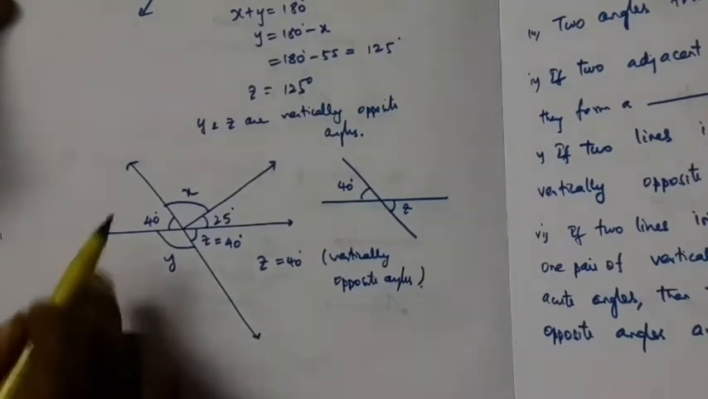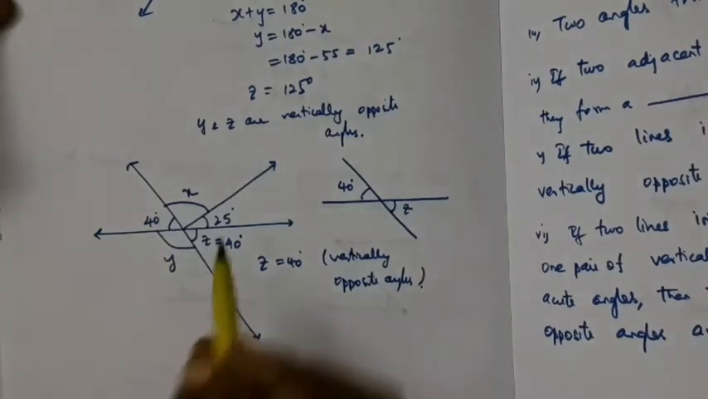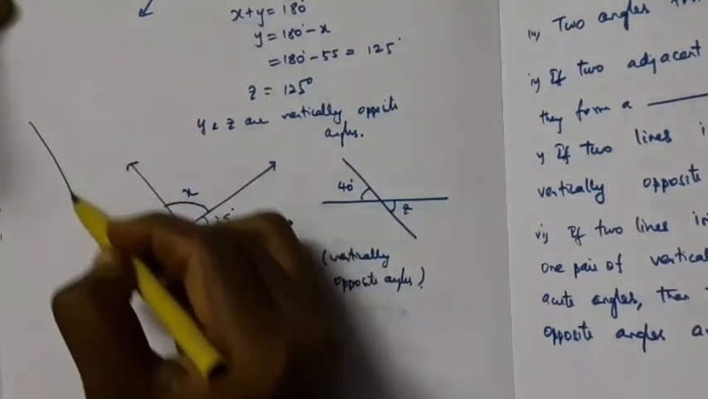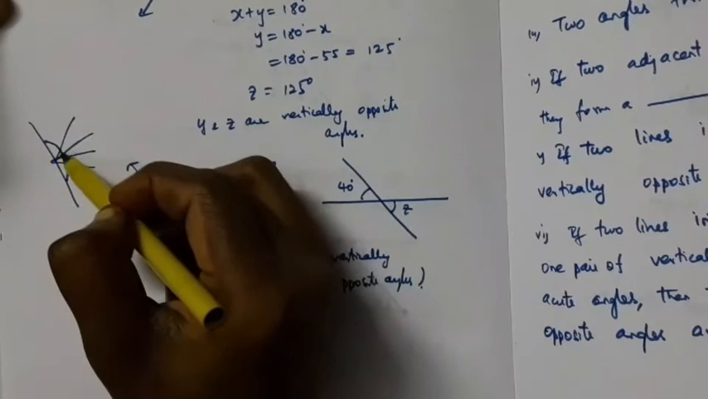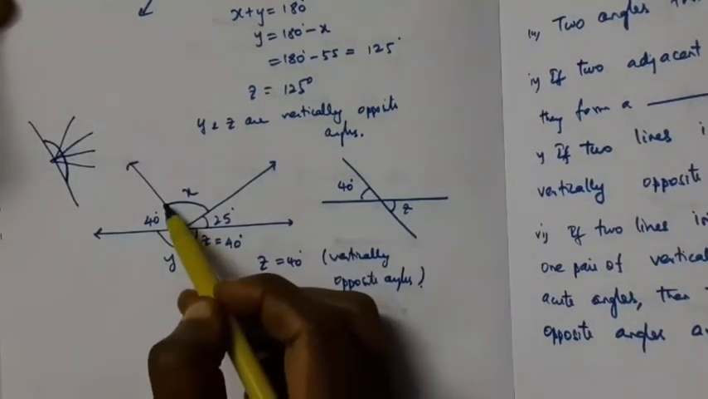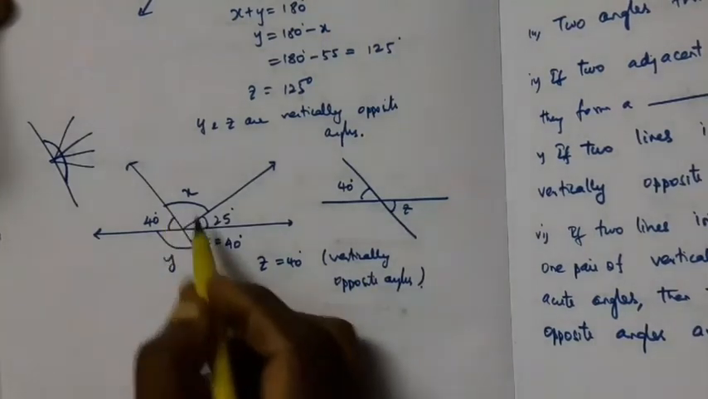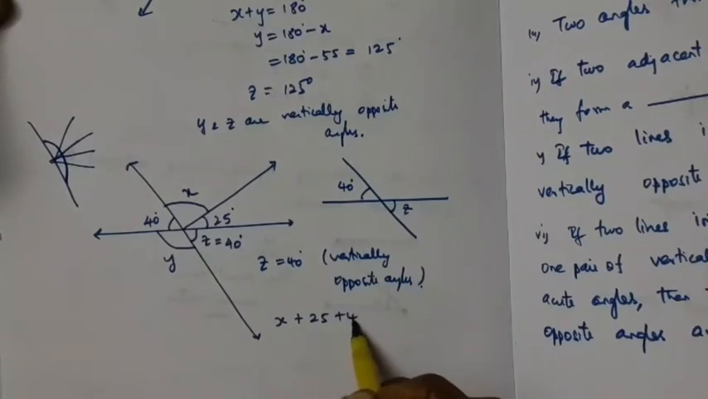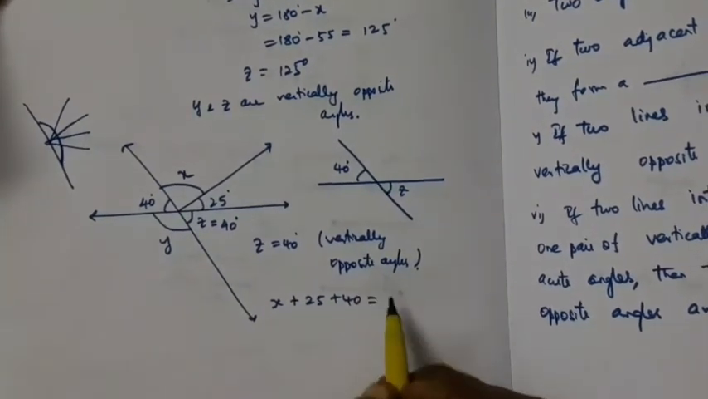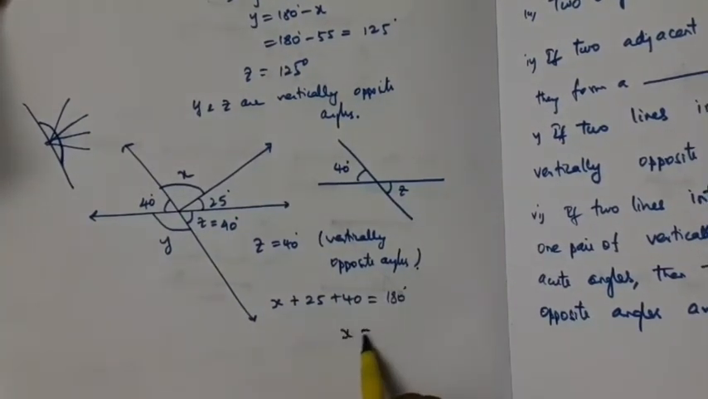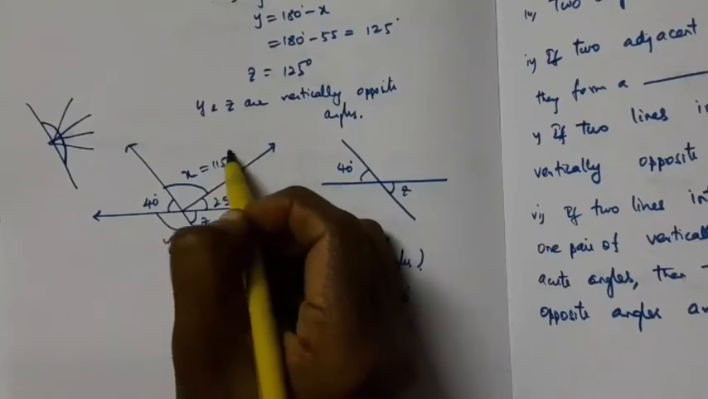Okay, now we can see this is a straight line. When you add all the angles together, it will give 180 degrees. So when you add all the angles from here to here along a straight line, you will get 180 degrees. So I am adding all the angles from here to here, which is x plus 25 plus 40. This is x, 25, and here it is 40. When you add it together, you will get 180 degrees. So I have to find what x is here. X is 115.